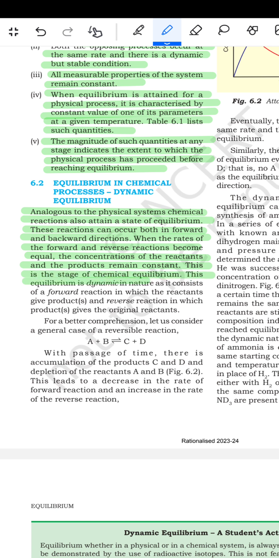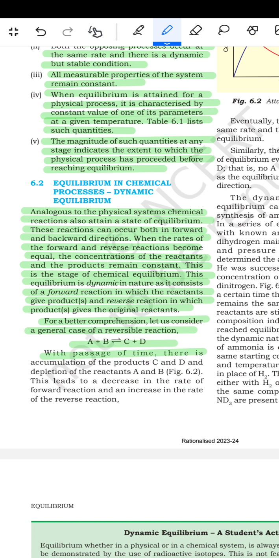This equilibrium is dynamic in the nature as it consists of a forward reaction in which the reactant gives the product and a reverse reaction in which the product gives the original reactant. For a better comprehension, let us consider a general case of the reversible reaction. A से B, C से D जा रहे हैं.